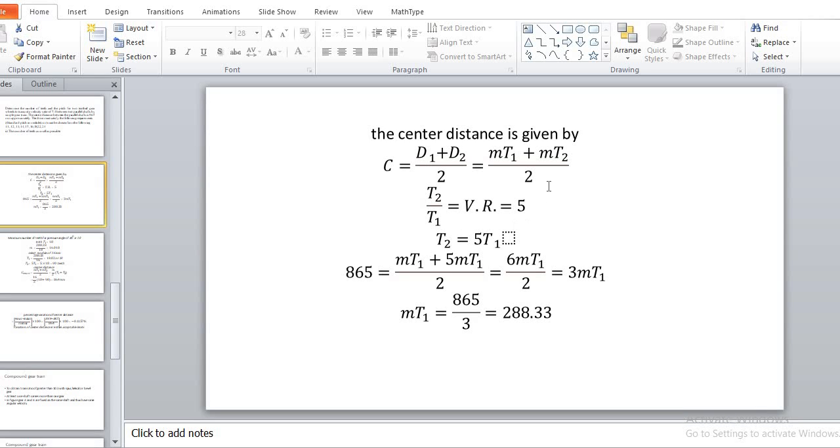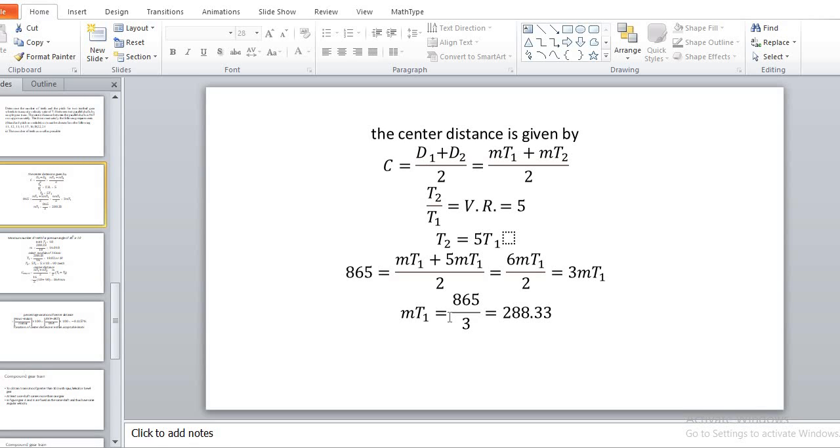Now put this t2 value into the center distance equation. The center distance is given as approximately 865. So put this value: 865 is equal to (m t1 plus 5 m t1) divided by 2. So we get the equation 865 is equal to 3 m t1, so m t1 we get is equal to 288.33.